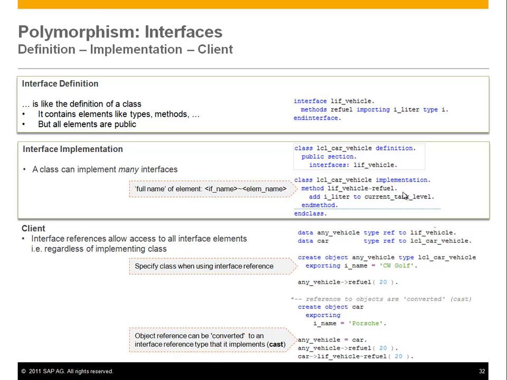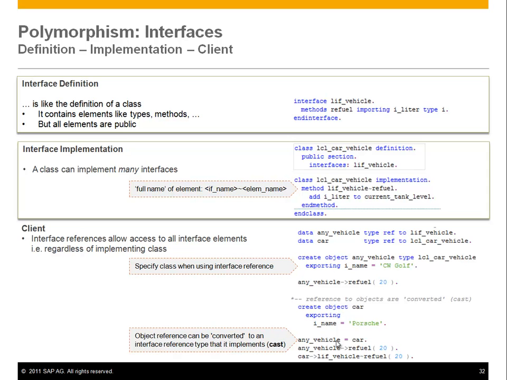Another way to do this is in the second example here, where you can take a reference to objects and convert them to interfaces. So you do a normal classical create object car, as I mentioned before. In this case the car vehicle is instantiated, LCL car vehicle, immediately, and you do a classical create object. And then you have a reference car pointing to an LCL car vehicle. Now, the system knows that car implements the interface LIF vehicle. So you can now convert the reference of a car to an interface reference, any vehicle, which is of type LIF vehicle. And now any vehicle points to the same object, to the car, but it shows only the aspect of the LIF vehicle, in this case only the refuel method.